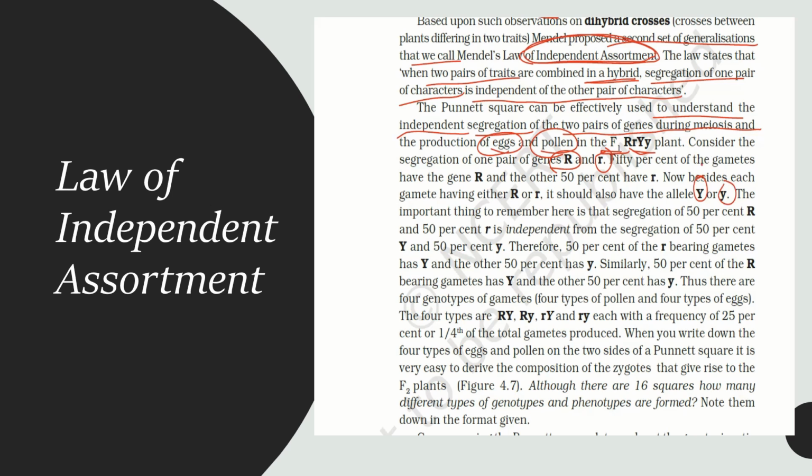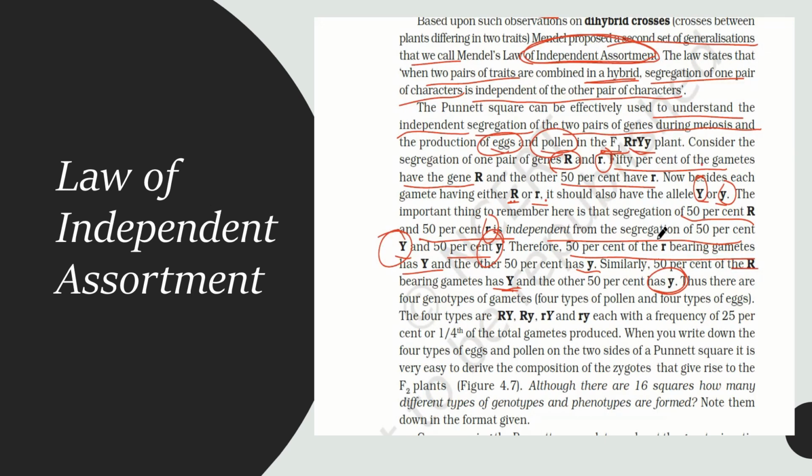So how is it? 50% of the gametes have the gene R, whereas the other 50% have small r. Besides each R and r, they should also have the alleles Y and y, that is yellow and green. This was round and wrinkled. The important thing to remember is that segregation of 50% R and 50% small r is independent from segregation of 50% capital Y, yellow, and 50% small y. Therefore, 50% of R-bearing gametes have Y and 50% have small y.